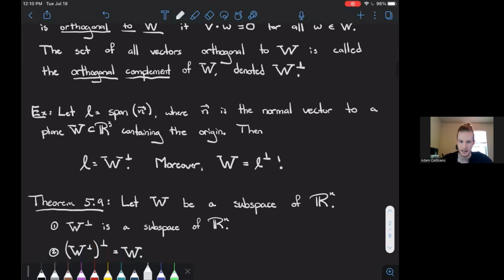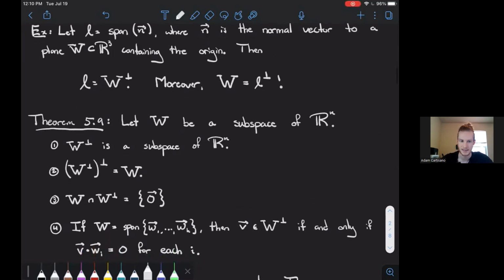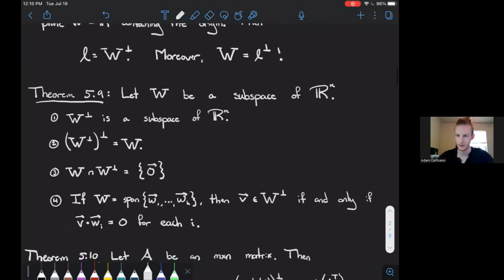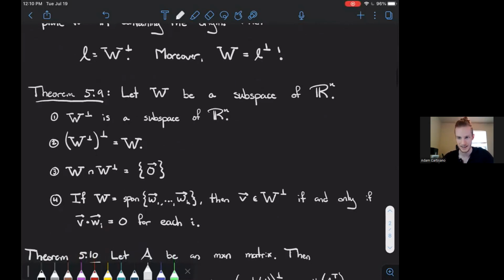Good. Okay, so let's turn that into some good theorem properties of orthogonal complements. Start with any subspace W of Rn. Right off the bat, the orthogonal complement of W is a subspace of Rn. It is also a subspace, the span of some vectors. And then, if you were suspecting this, you're right: the orthogonal complement of the orthogonal complement, or W perp perp, is just back to W.